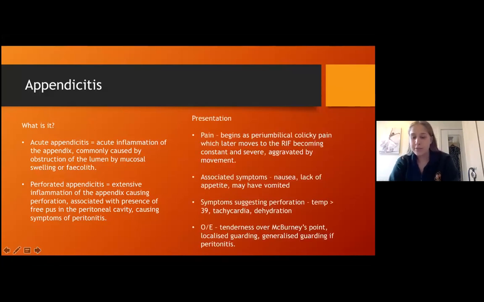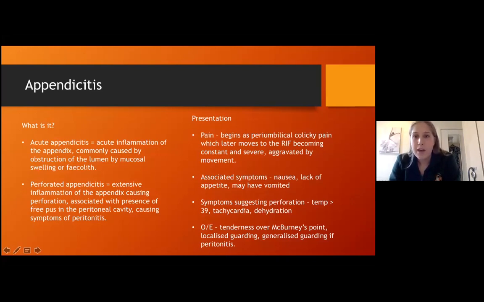So the presentation: it begins quite a central, vague kind of abdominal pain, which comes and goes. It later moves to the right iliac fossa as it begins to irritate the peritoneum. So that's when you can localise it as in the appendix area. It then becomes constant and severe and tends to be aggravated by movement. Some children may also get nausea, a reduced appetite, and some may even vomit, but the pain is the key symptom to be looking out for.